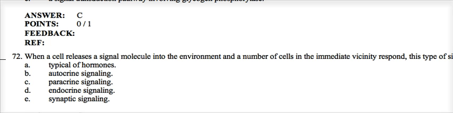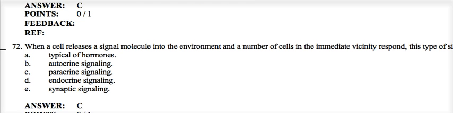is when a secreting cell acts on a nearby target cell. So that's definitely in the immediate vicinity, as opposed to hormone signaling, which is endocrine cells, which is long distance. So immediate vicinity, but not direct contact. This is paracrine signaling. So the answer is C.